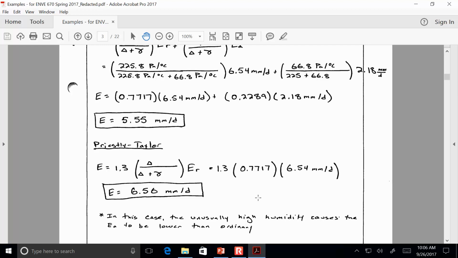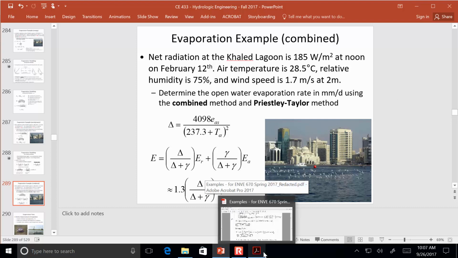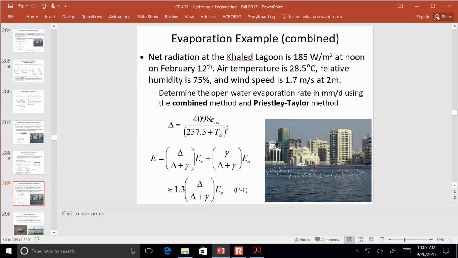So, you know, depending on the assumptions, the Priestley-Taylor and the combined method can be very close. Like I told you, I changed the numbers on this example to make it more interesting. Well, in the past, when I had, I think, 55% humidity and 2.7 meters per second, the Priestley-Taylor and the combined method were actually very, very close. It's just when I kind of brought the humidity up because I wanted the aerodynamic method to show a different value than the energy method.